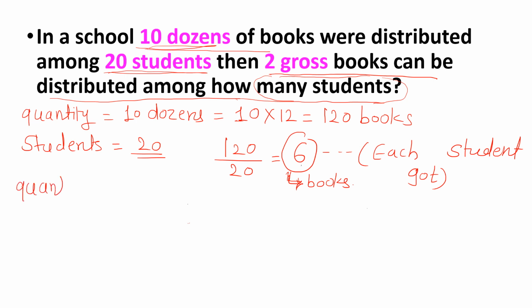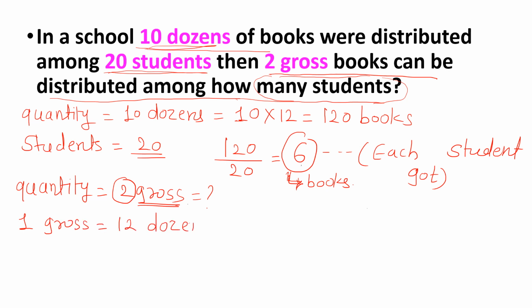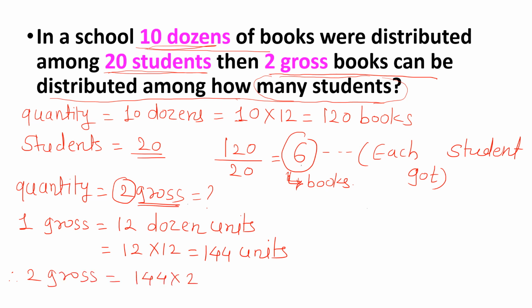Quantity of books here is 2 gross, right? 2 gross means how many books? For that we must know 1 gross is nothing but 12 dozen units, right? Which is nothing but 12 multiplied by 12. We know the square of 12 is 144 units. So 2 gross is nothing but 144 multiplied by 2, that is 2 4s are 8, 2 4s are 8, 2 1s are 2, 288 books, right?